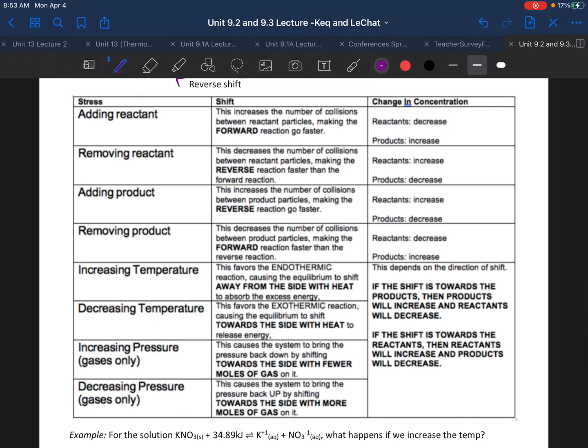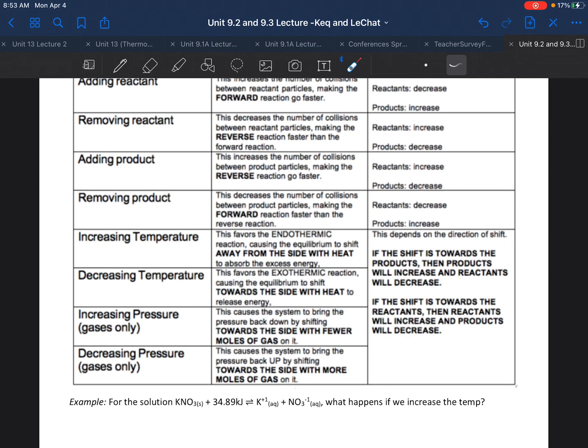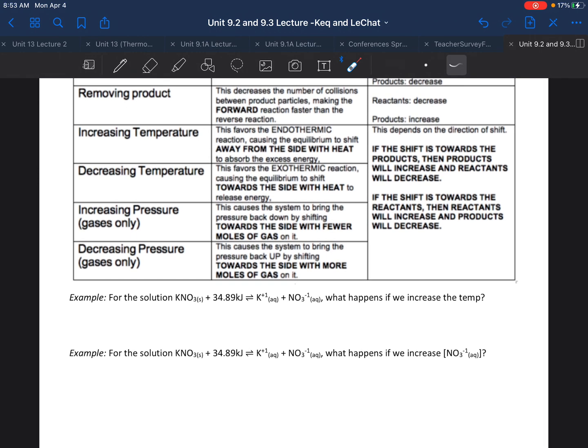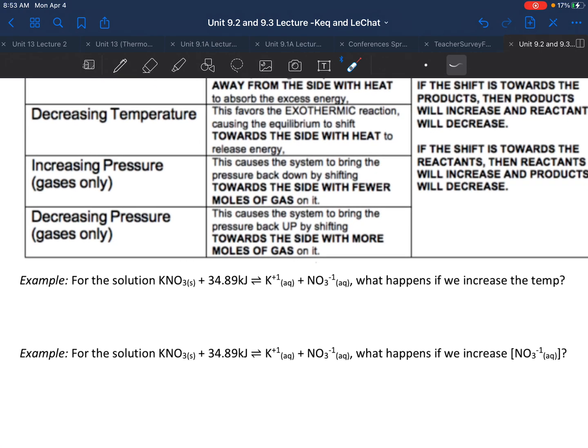And it's pretty much just like reaction manipulations we can do. And so you could go and read through this table, but I think it makes more sense to think about it in the way of a teeter-totter. And I know that sounds ridiculous, but I'll show you with these examples here. So I'm going to give you an equation and say, what happens if we increase the temp? What happens if we change the concentration or pressure?